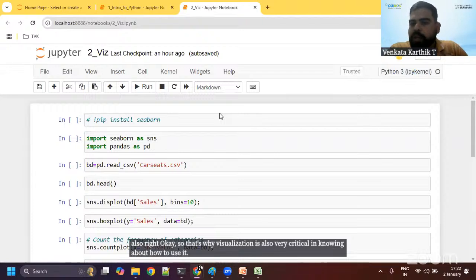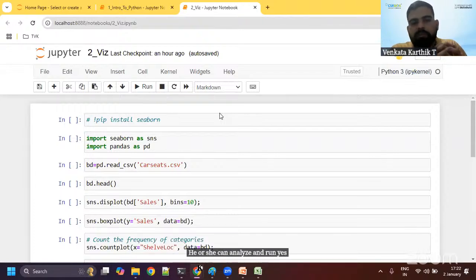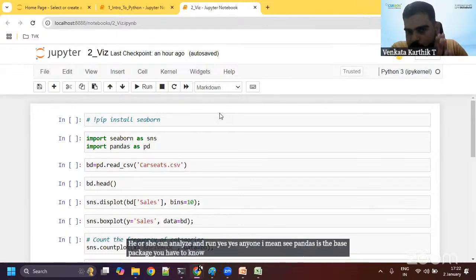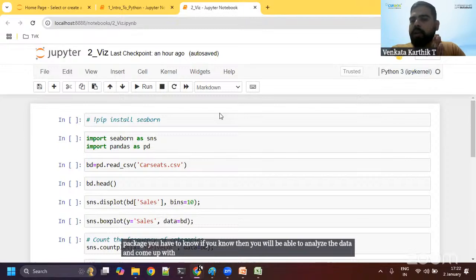He or she can analyze and run. Yes, anyone. See, pandas is the base package you have to know. If you know it, then you will be able to analyze the data and come up with your interpretations. So you need to know a little bit of pandas.